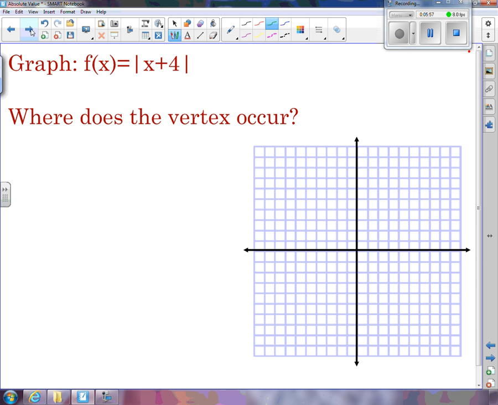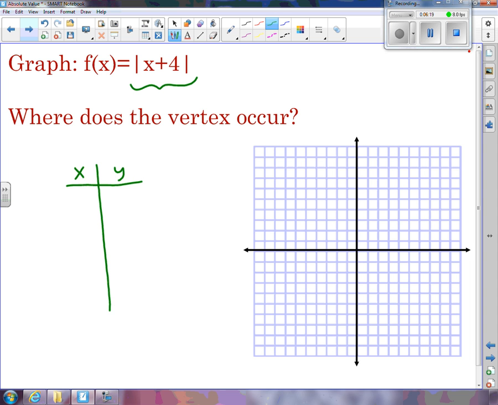So now let's try to make it a little bit different. So here, the thing that I'm adding or subtracting is inside the absolute value. It's not on the outside. So let's see how this affects the graph. If you don't know what a graph looks like, you can always just plug in points and see what you get. So let's try to do that here.